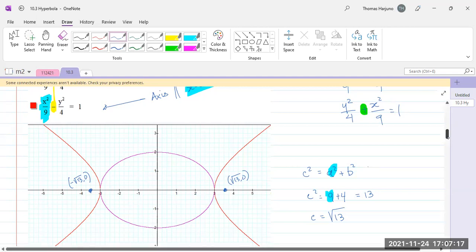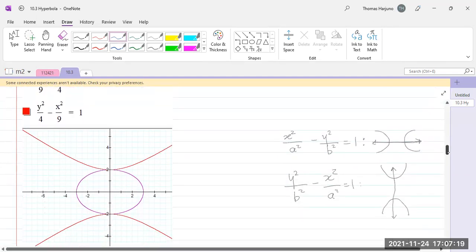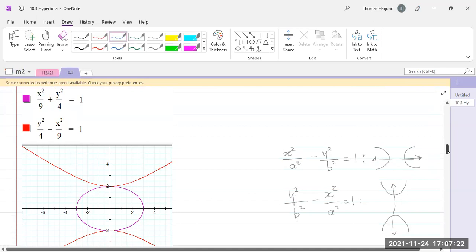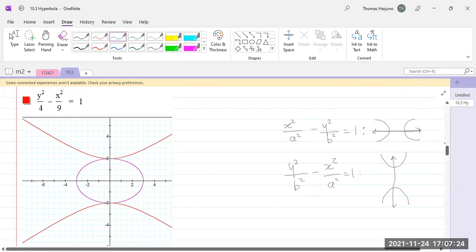If we go on further, the one here, you notice that it comes from the same ellipse, right? So c squared equals, again, 4 plus 9 equals 13. So c equals square root of 13, and the foci will be between 3 and 4. So this is (0, radical 13) and (0, negative radical 13).